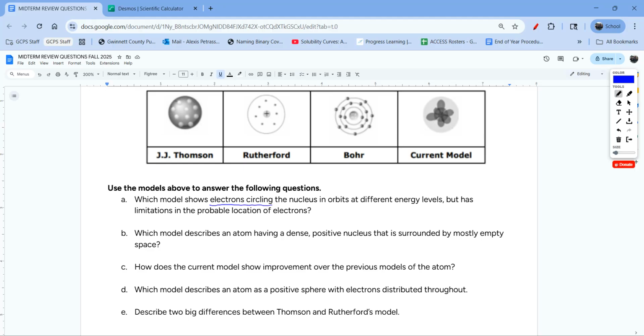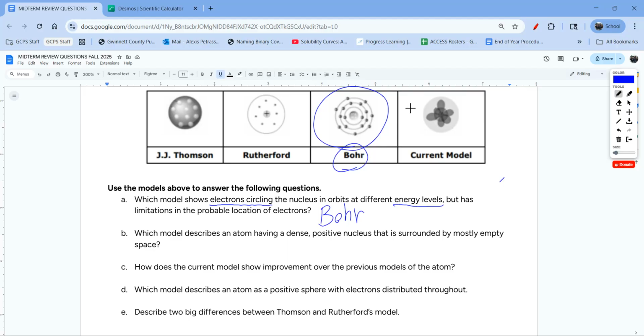There's only one model that shows circles, right? Bohr's model. So, circling the nucleus in orbits at different energy levels. That's these circles. But it has limitations in the improbable location of electrons. Bohr knew there was something involving energy and electrons, but he didn't know exactly where the electrons were. This was his prediction. This is one we like to draw the most because it's the easiest one to draw.